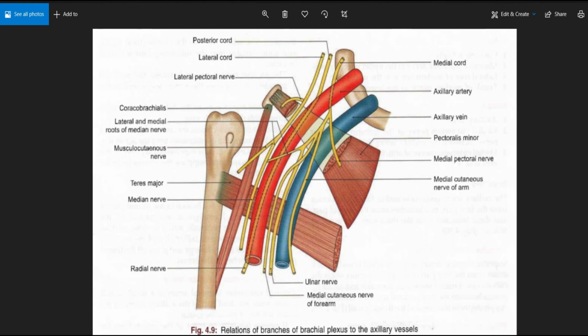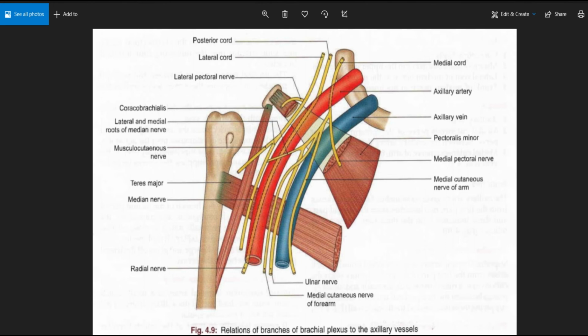Third part. Now, finally, third part is where the chords have divided into branches. So you need a little knowledge again about the branches of the different chords. Just to put it very simply, the lateral chord branches more or less are the lateral relations. Posterior chord branches, the terminal branches at least, are the posterior relations. And the medial chord branches are more or less the medial relations.